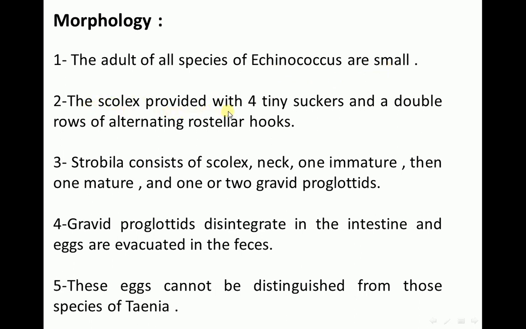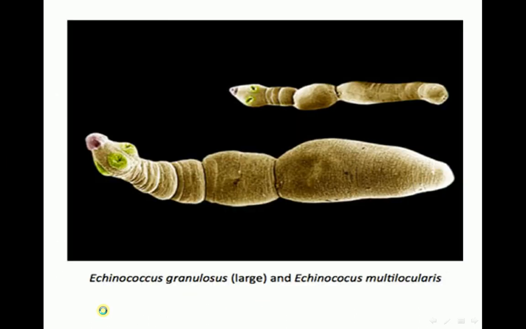Scolex provided with 4 tiny spherical suckers and double rows of alternating rostellar hooks. Strobila consist of scolex, neck, 1 immature segment, 1 mature segment, then 1 or 2 gravid segments. Gravid proglottids disintegrate in the intestine and eggs are evacuated in the stool. These eggs can't be distinguished from those of genus Taenia species.